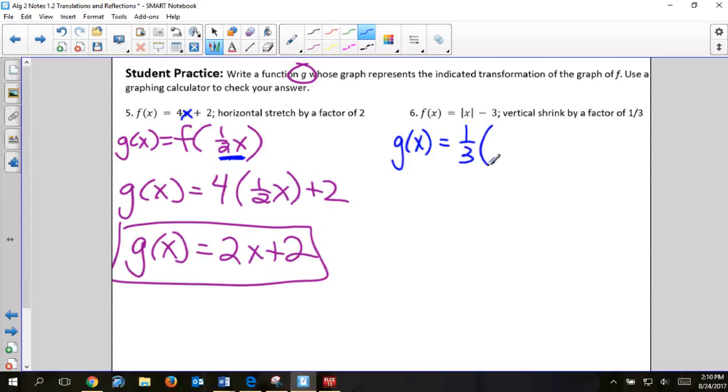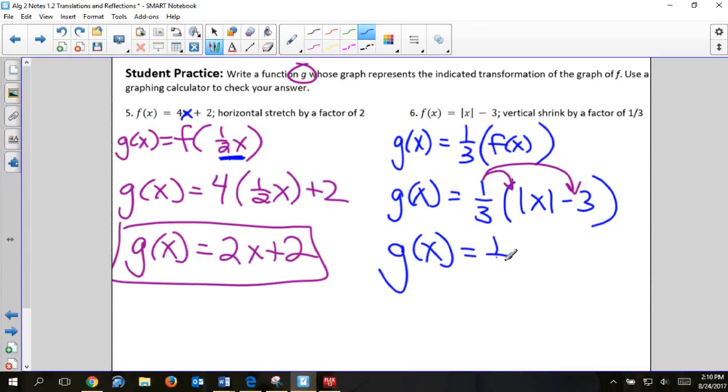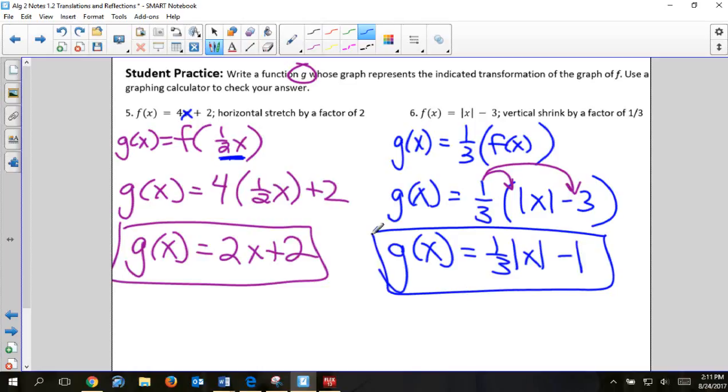So 1/3, we're going to multiply by the f of x. So g of x is equal to 1/3 of absolute value of x minus 3. So we have 1/3 of that function, 1/3 of the f of x. So should I simplify that? Yes. We're going to distribute the 1/3, and it does not go inside the absolute value, just in front. We get g of x equals 1/3 absolute value of x. And then what's 1/3 times 3? 1. And that's the simplified function. All right. Almost done. Halfway done.